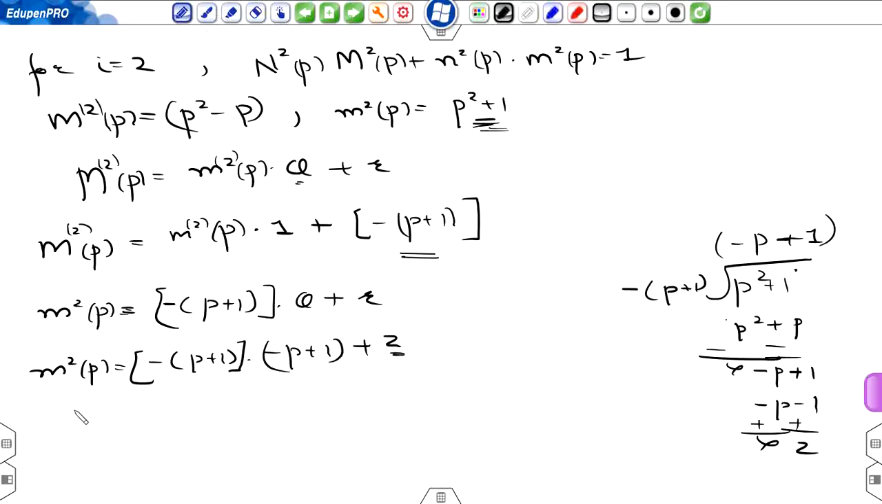Dividing both the sides by 2, I have m2p divided by 2 minus, taking this to left hand side, this will be plus p plus 1 bracket minus p plus 1 divided by 2, and this is equal to 1.